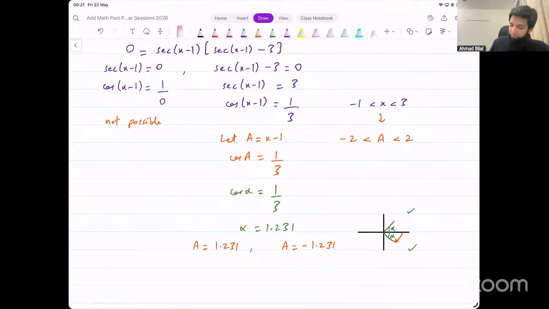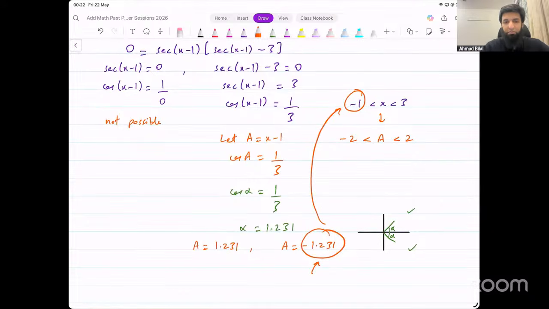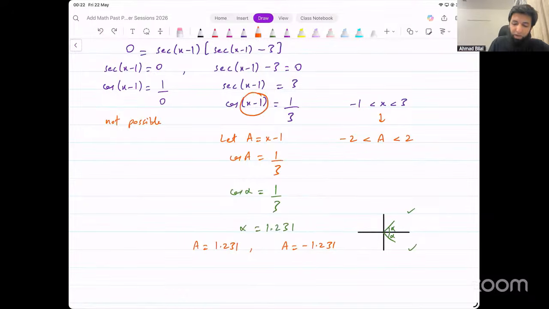Now you see, adjusting that interval is extremely important, because if you had not adjusted the interval, you would falsely think that minus 1.231 is outside the interval. That interval was for x. The interval for a or x minus 1 includes this value as well. So we have to consider this as well.